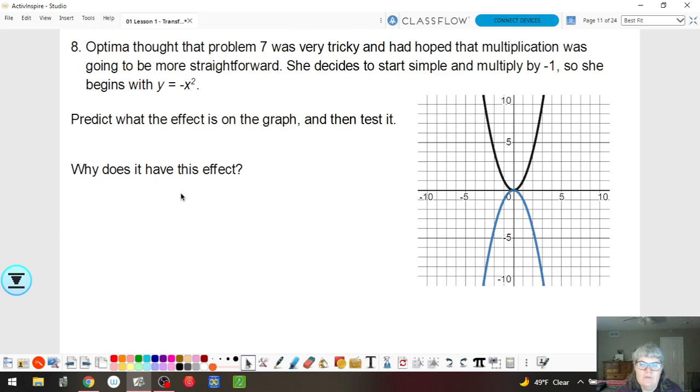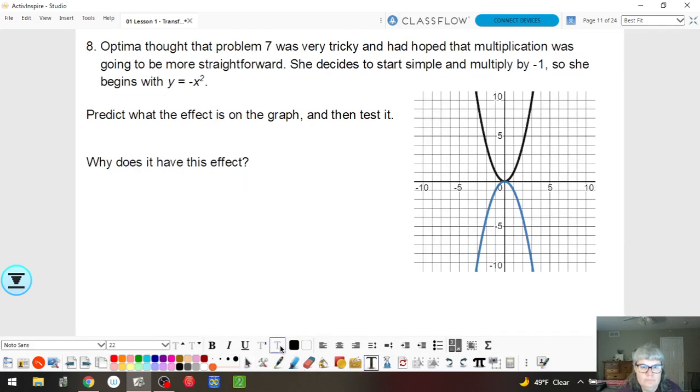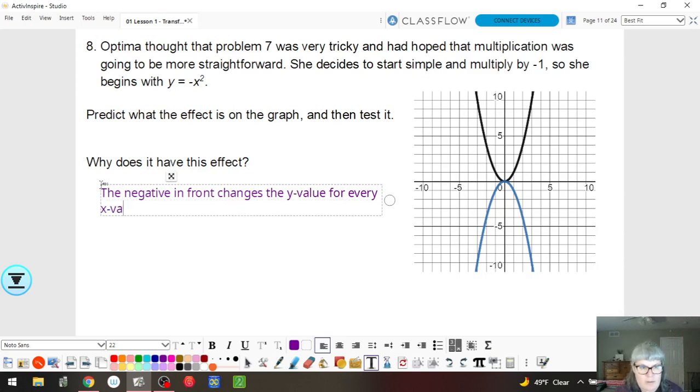So why does it have this effect? It's because the negative is changing the value of every single y value of the original equation. The negative in front changes the y value for every x value to a negative, which is going to be below the x-axis.